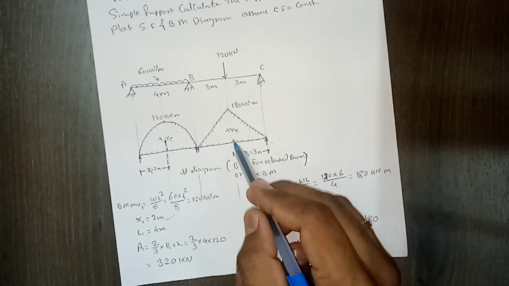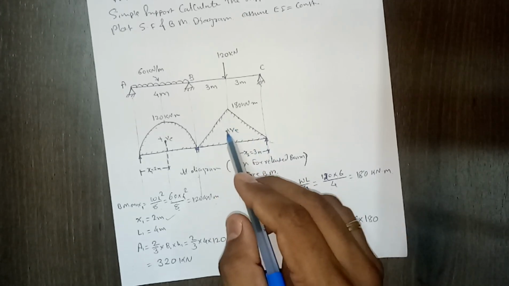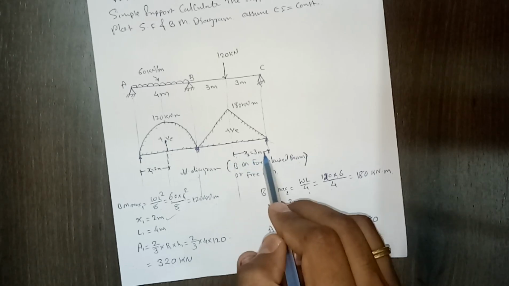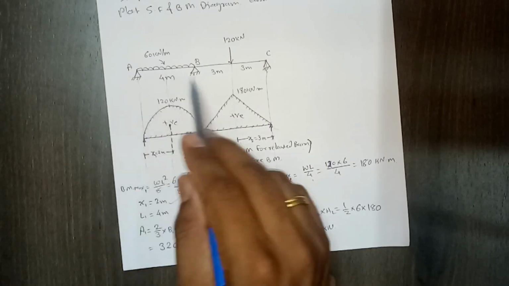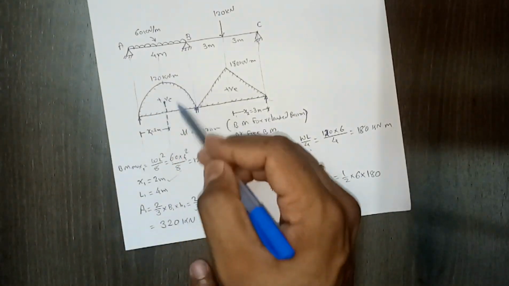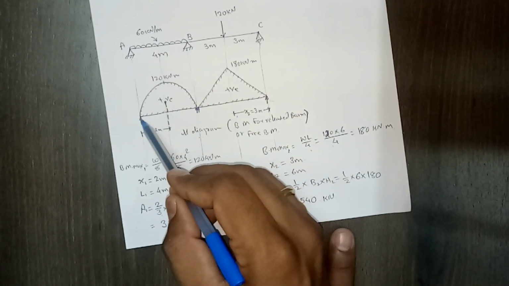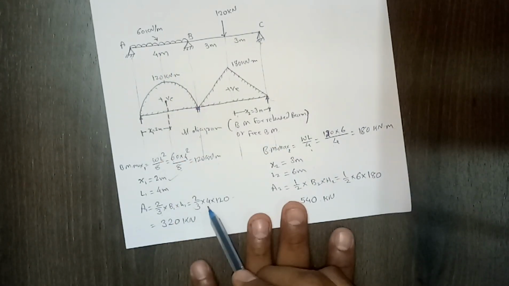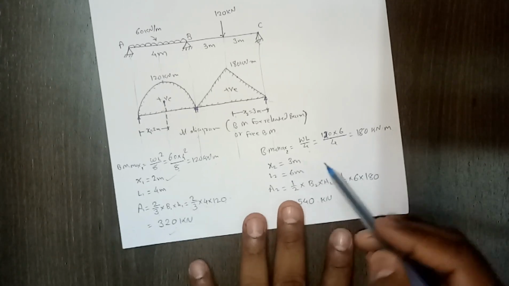Similarly here x3 we have to measure from the right support. Again this diagram is symmetric, so the CG no need to calculate, it will be at a distance 3 meter from C or midpoint. Then L1, that is span 4 meter, L2 span is 6 meter. Then area of this parabola, so area of parabola is 2/3 base into height. So 2/3 base is 4 meter, height is 120. So 2/3 into 4 into 120, you will get answer as 320 kilonewton.